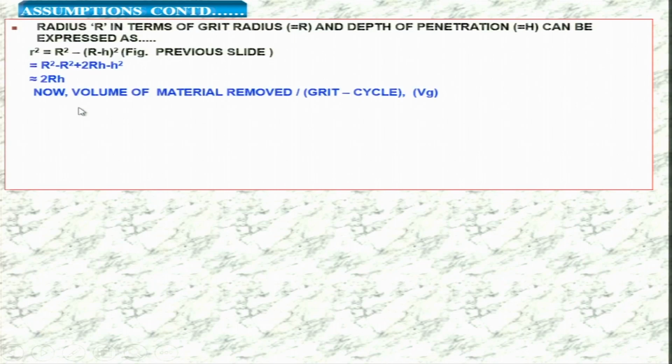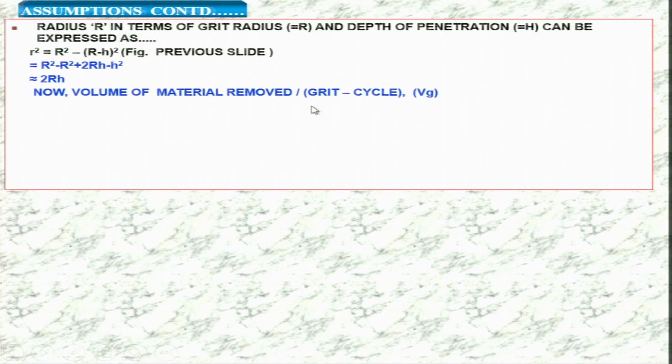Assumptions continued. Radius r in terms of grit radius R and depth of penetration h, this is small h, not capital H, can be expressed as r square is equal to R square minus R minus h whole square. In the previous figure I have already shown to you. So it becomes R square minus R square plus 2Rh minus h square. So r square becomes approximately 2Rh, because this R square and this R square cancel, and since h is already very small, h square can be neglected.